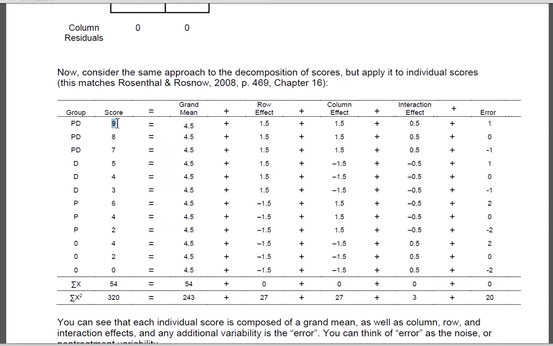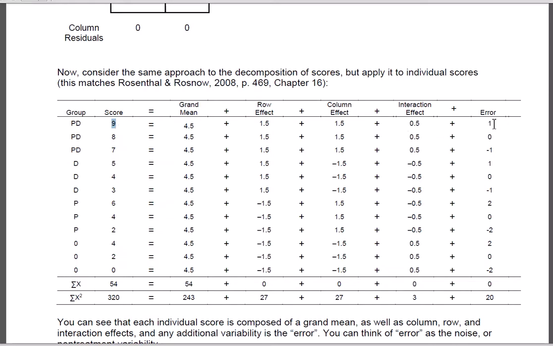But so we take the score of 9. The score of 9 is composed of 4.5 as its baseline, plus its row effect, which is 1.5, plus its column effect, which is 1.5, plus its interaction effect, which I illustrated how we got that. That's 0.5. That comes to 8. 4.5 plus 1.5 plus 1.5 plus 0.5 is 8. Well, what's left over? Because the raw score is 9.